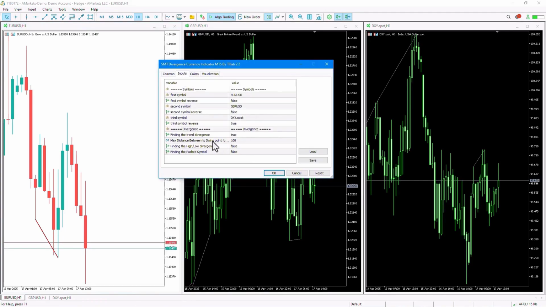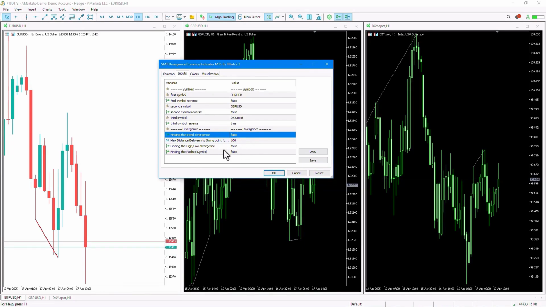In the next section, we can determine the maximum number of candles between two pivots where it has identified the first and second swings for us. By default, the indicator can have a maximum of 100 candles between two swings. If the distance between our two swings is more than 100 candles, the indicator will not identify the swing for us, but we can increase or decrease this amount.